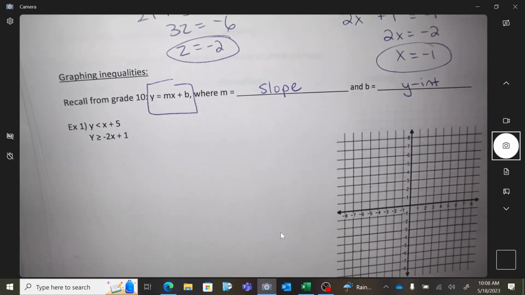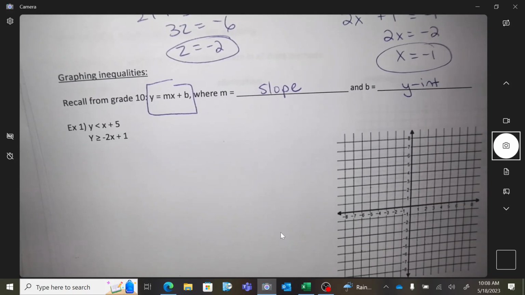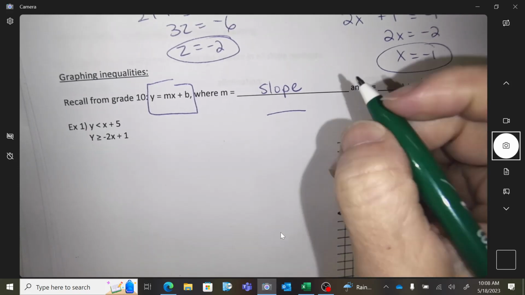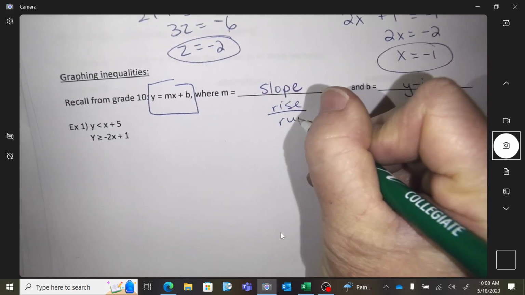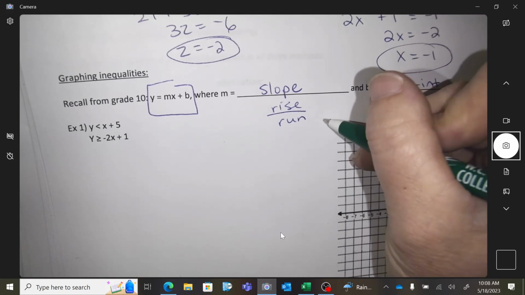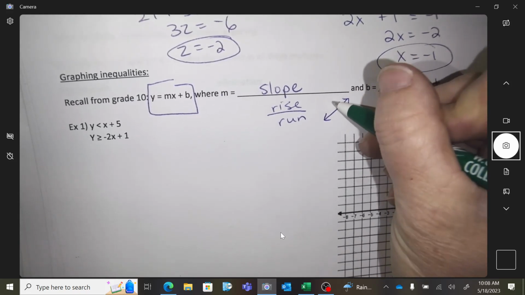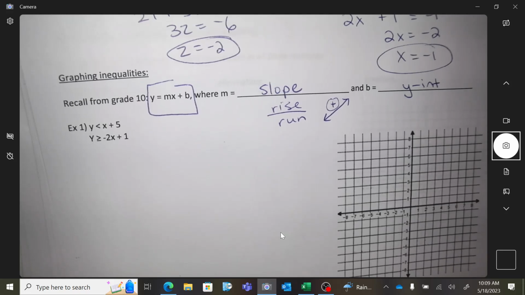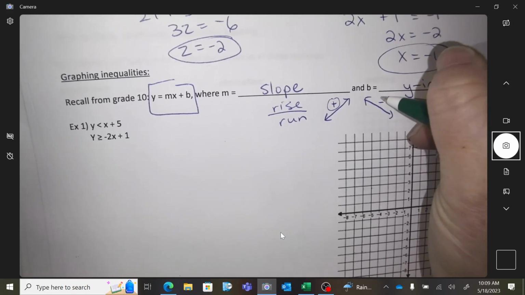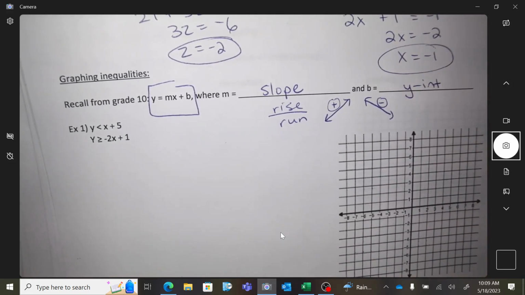On a line, when you do a slope, it's something over something. Do you remember that? Rise over run. If your slope is positive, do you know the direction your line heads? It would head uphill. And if your slope is negative, you would run downhill. Those are some things from grade 10.